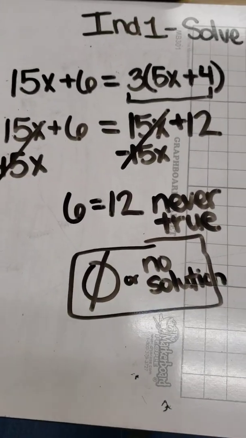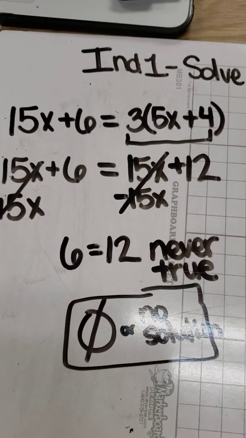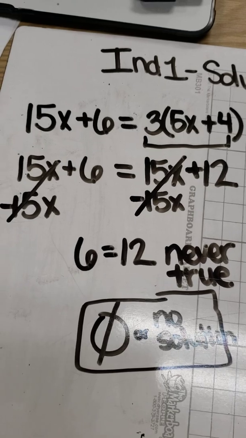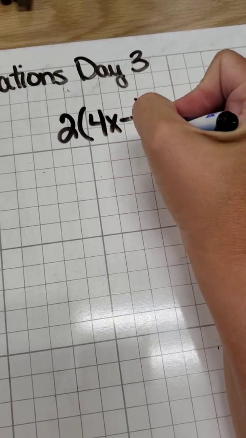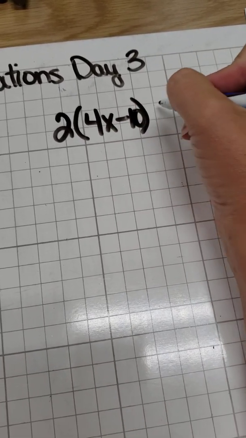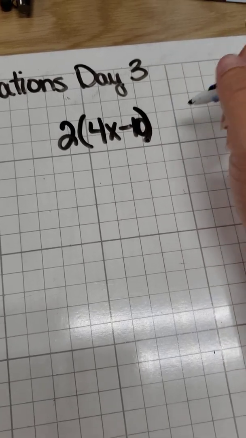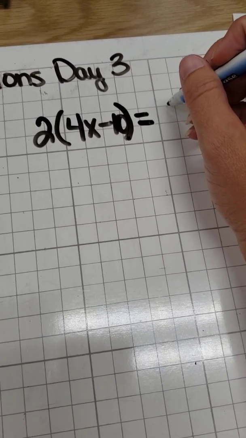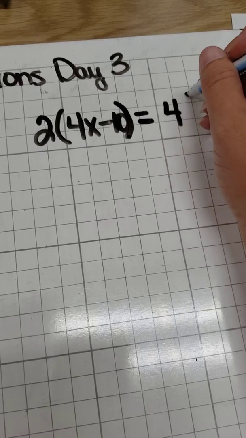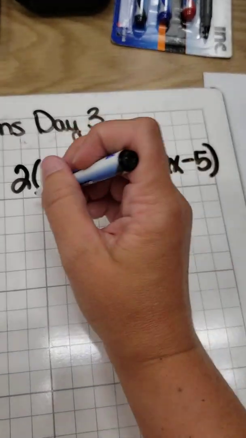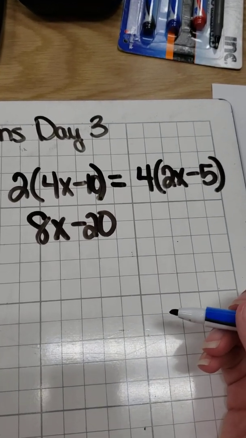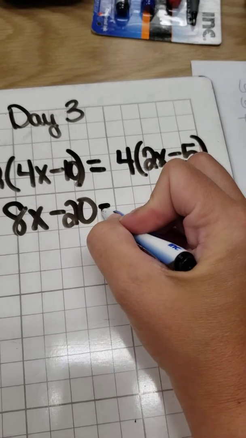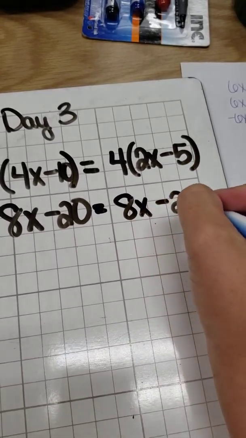All right, so I do have one more example to show you, and this is when it's always true. So this is where you have something that looks like this. If you see something like this and we distribute, we get 8x minus 20, because 2 times 4x is 8x, 2 times 10 is 20, bring down the negative sign. And then we also have 8x minus 20 on the other side.